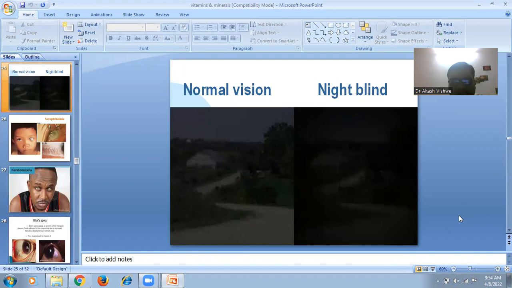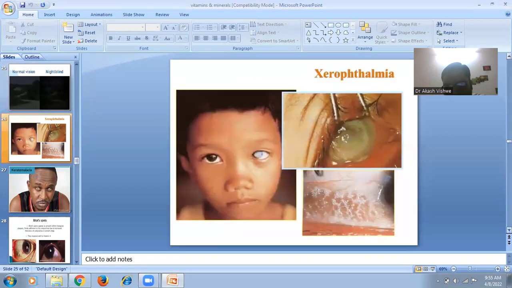So here we have the diagram of normal vision, and in this condition we can see some specific structures, like the tree or the house. While in the condition of night blindness, there is a more dark area. So the patient is unable to walk and see properly in the condition of night blindness.